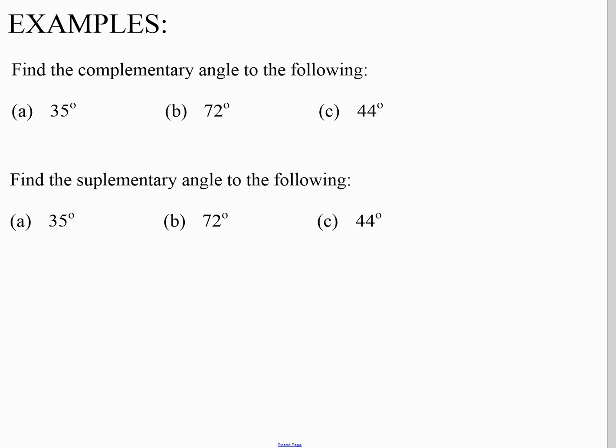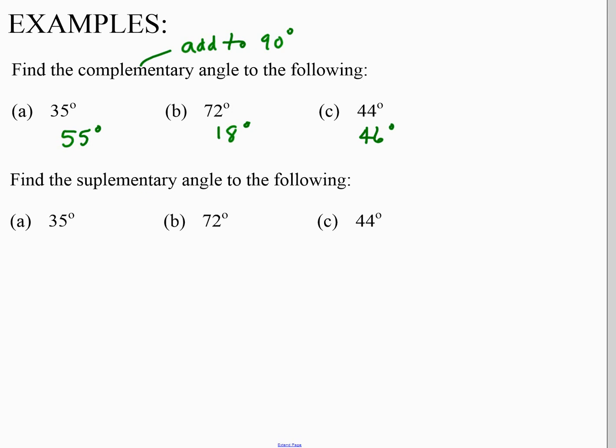So you have to find the complementary angle to the following. Remember, complementary angles add up to 90 degrees. So if one angle is 35, its complement would be 55 degrees. If one angle is 72, its complement would be 18 degrees. And if one angle is 44, its complement would be 46 degrees.